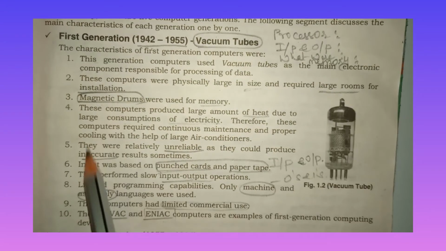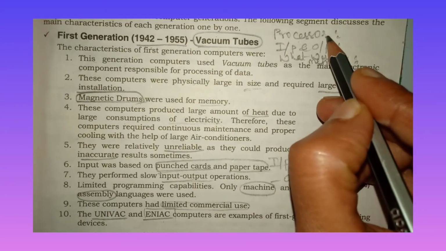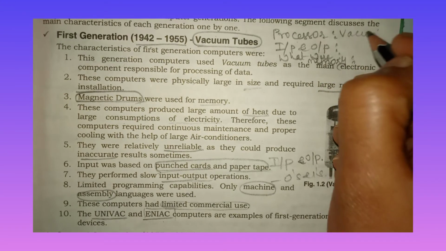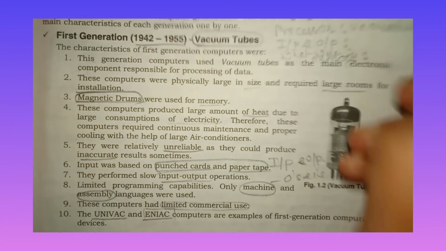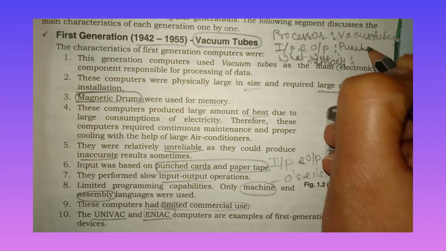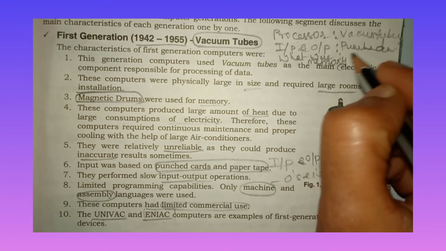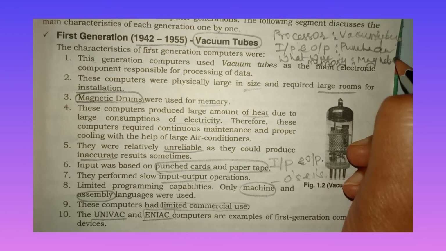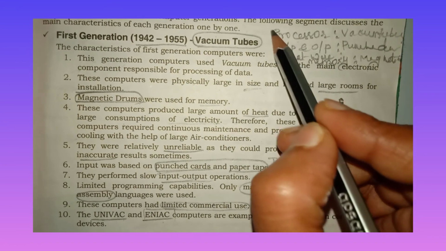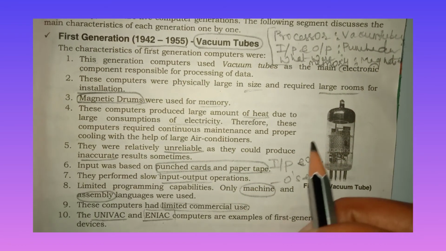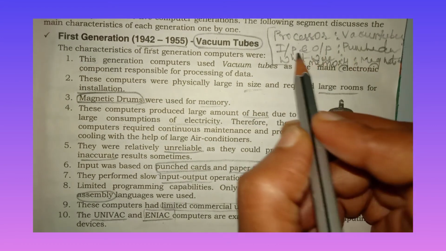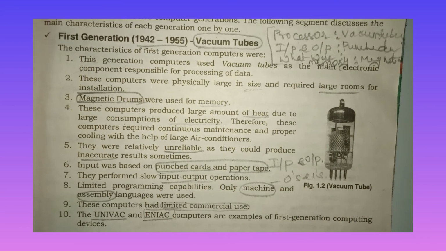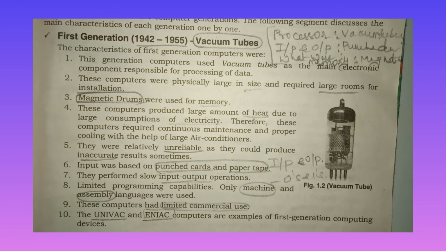So this is about first generation computers and what they used: processor, vacuum tubes; punched cards and paper tapes as input output; and the memory, magnetic drums. So these concepts are very important: which processor they used, what the input output devices were, and what memory they used to store the data. This is about first generation computers.